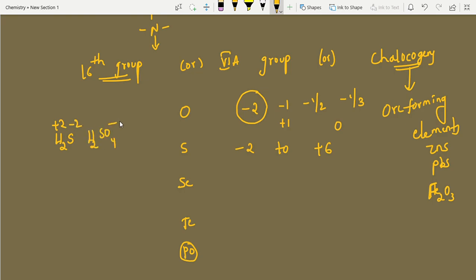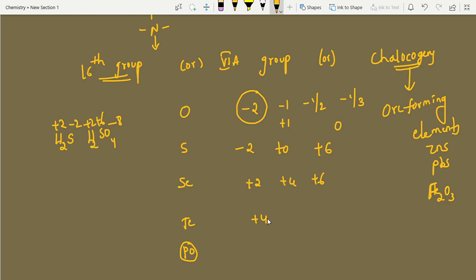H2SO4 means -8 plus 6. So it depends on the combining capacity of an element; -2 to +6 it can show. Selenium again shows +2, +4, +6. And tellurium shows +4. Here also the higher oxidation state is low only.